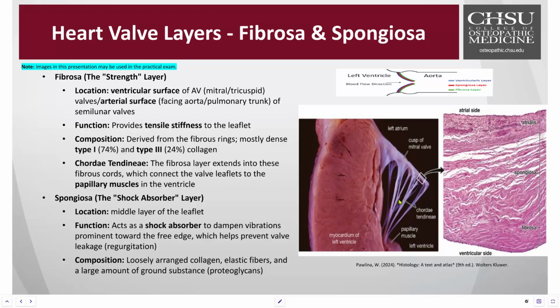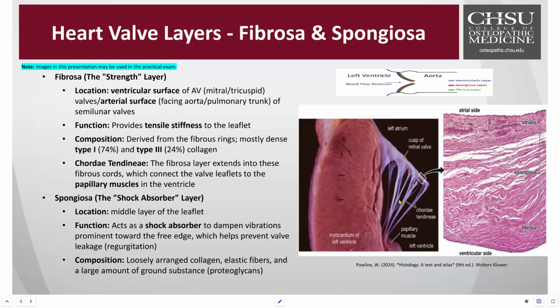Next layer is called the spongiosa. This is the middle shock absorbing layer. This layer is made out of mostly loosely arranged collagen and elastic fibers, as well as a lot of ground substance and proteoglycans. The looseness allows it to help dampen any vibration during valve closure and generates flexibility.